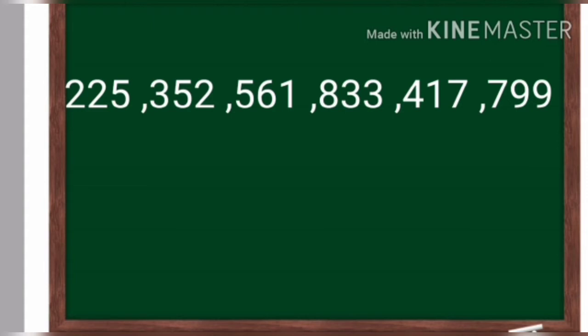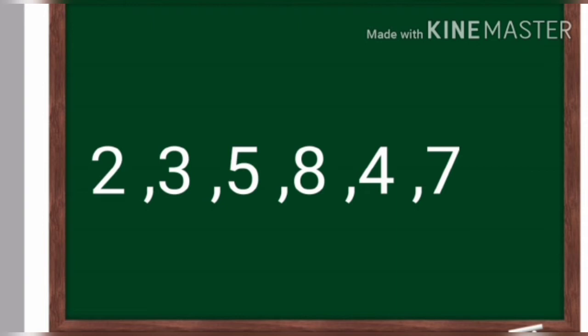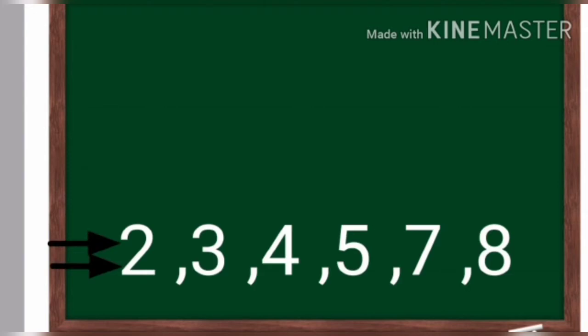833, 417, 799. First, write the digit in the hundreds place value: 2, 3, 5, 8, 7. Then arrange in ascending order: 2, 3, 4, 5, 7, 8.